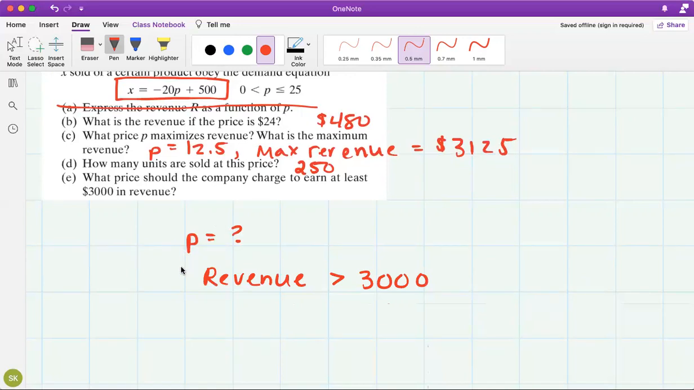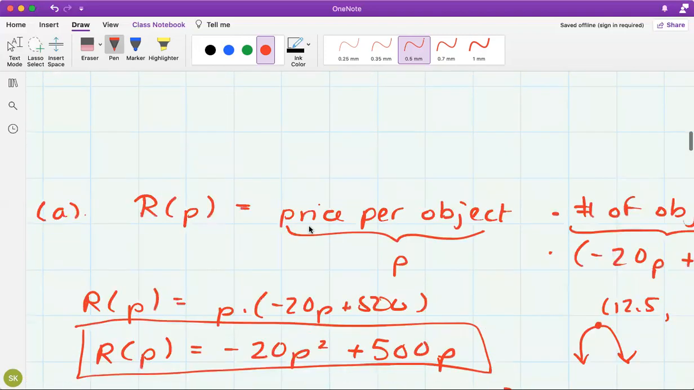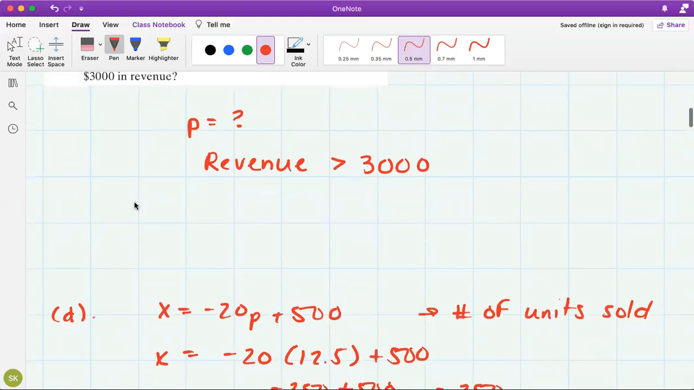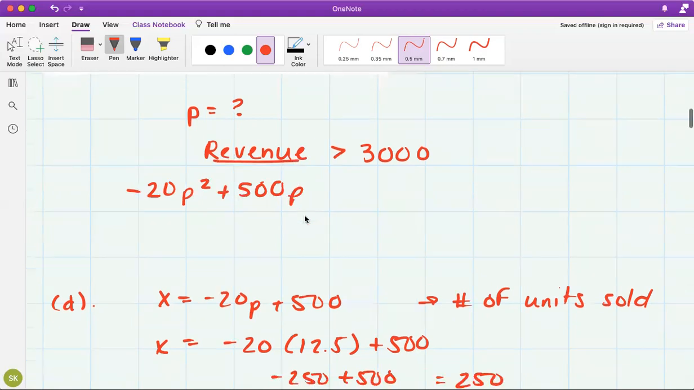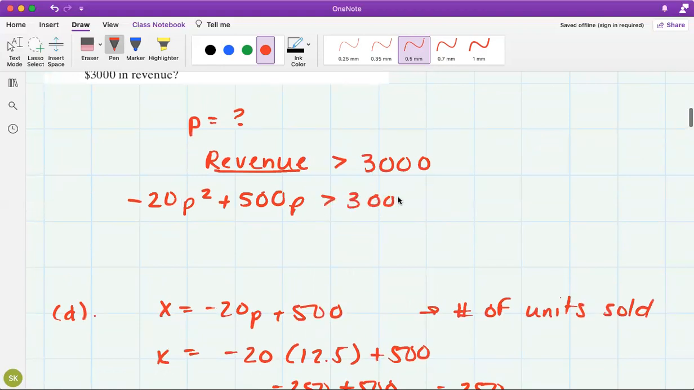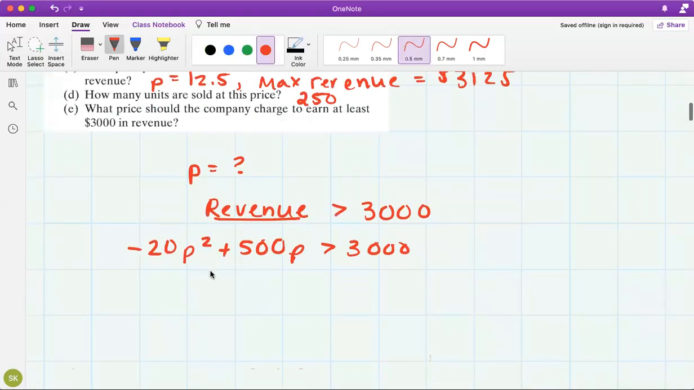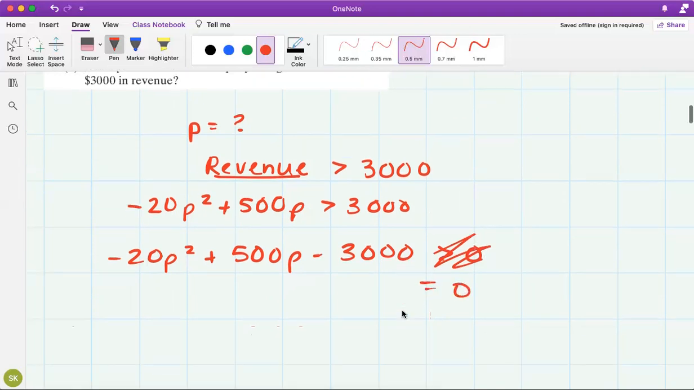So this is setting the revenue equation, which we have written here. Negative 20P squared plus 500P, because that is the revenue. You can see it right here. We want that to be greater than 3,000. Now we've done a lot of problems like this. We don't even really have to graph this to solve this now. We can just move the 3,000 over. We get negative 20P squared plus 500P minus 3,000 is greater than 0. We ignore this, we set it equal to 0, and we try to factor it.